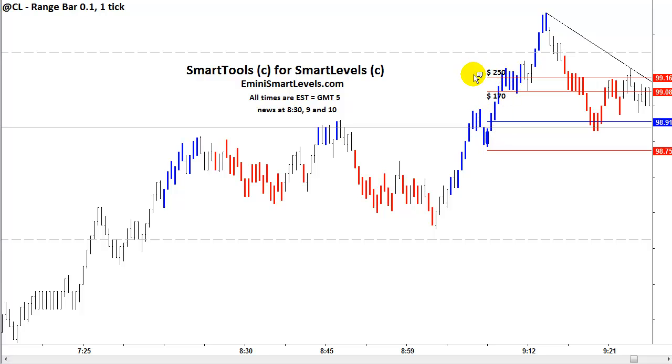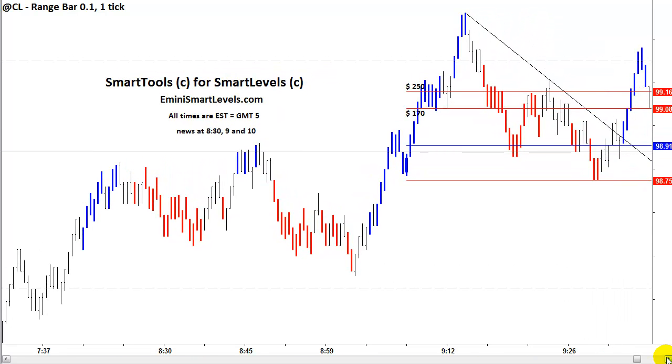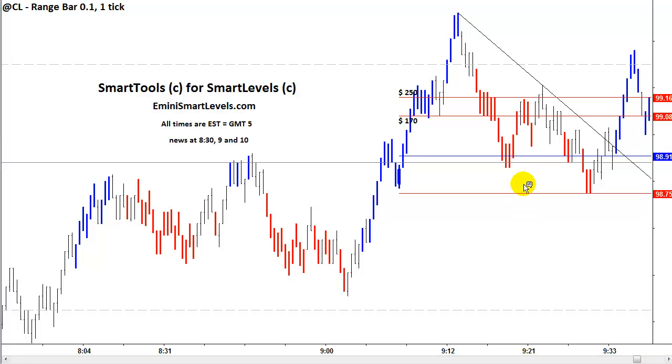I exited one contract here at the second profit target, went to break even on the second contract, and exited the second contract here at the overhead day trading level. And I was done for the day. Now let's just go forward to see what's happened. I have this trend line drawn here to show you a potential buy setup that you could have taken.